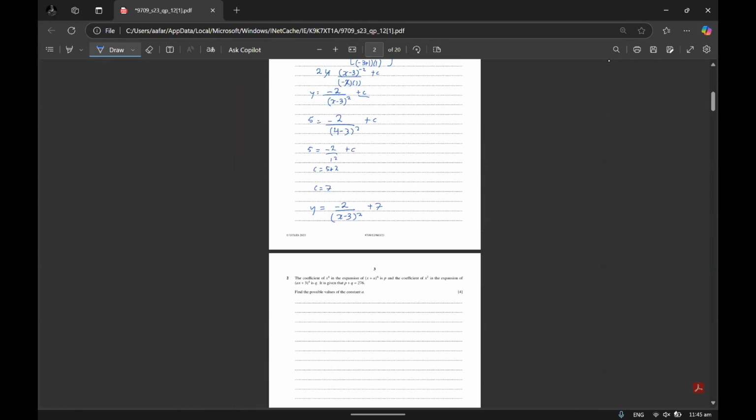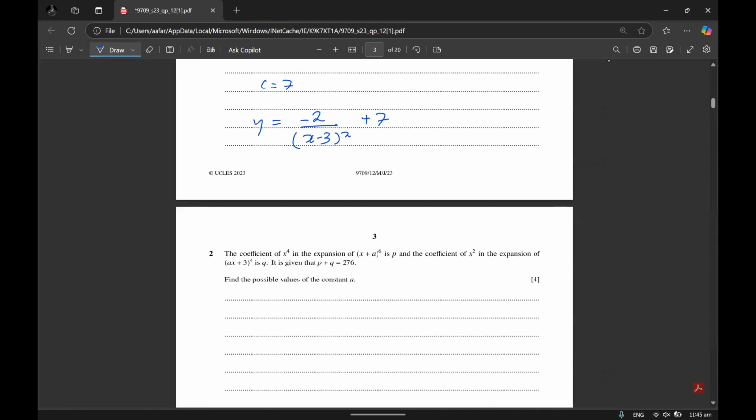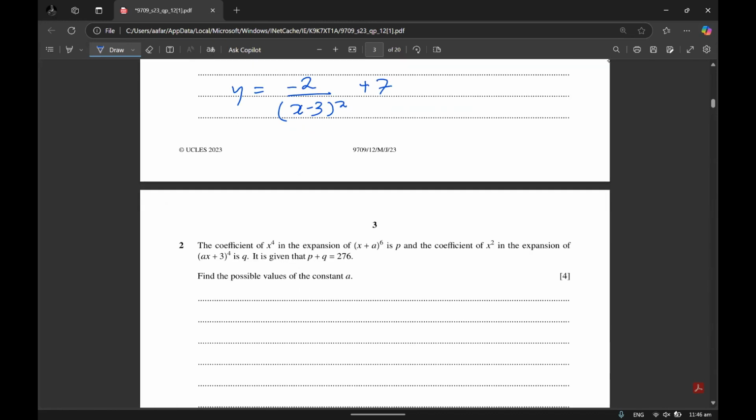So a simple differentiation question. Okay. Question number 2. The coefficient of x power 4 in the expansion of (x plus a) whole power 6 is p. And the coefficient of x squared in the expansion of (ax plus 3) whole power 4 is q. It is given that p plus q is equal to 26. Find the possible values of the constant a.